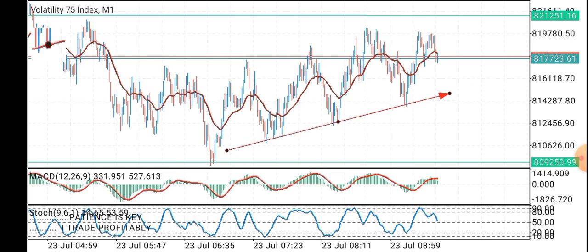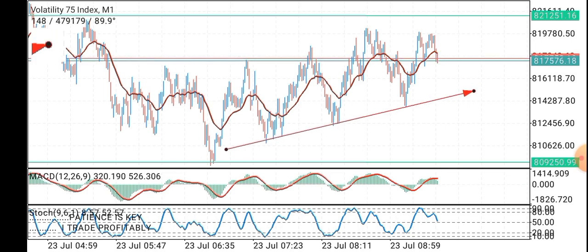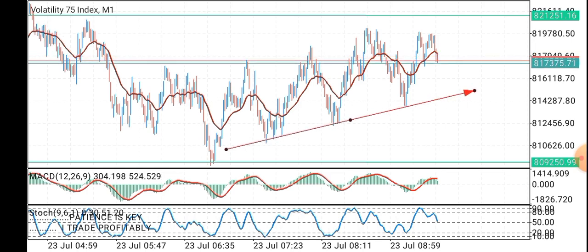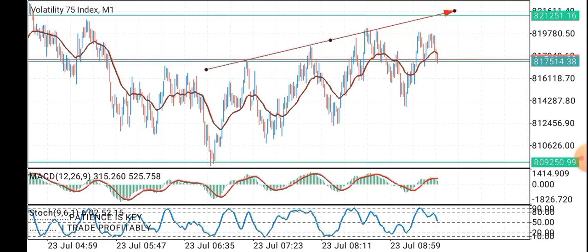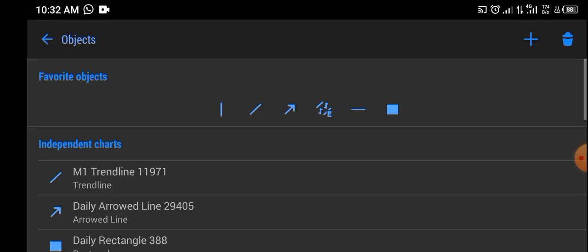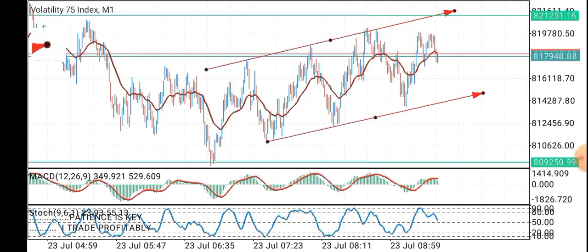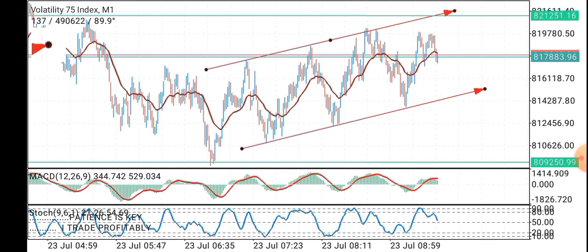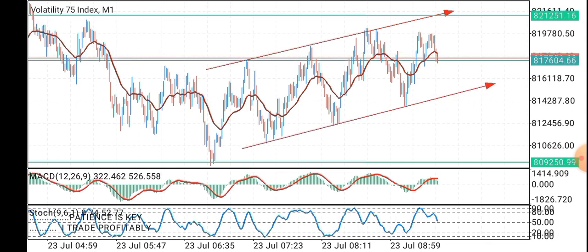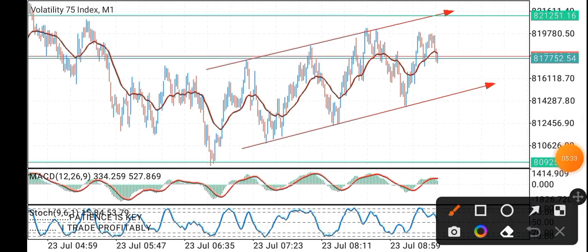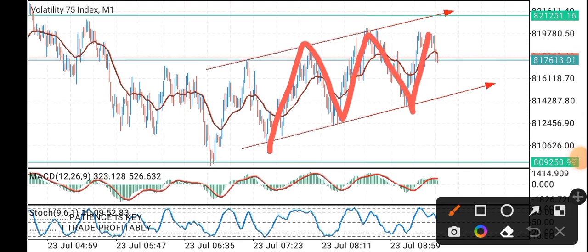Look at it from here to here. So this is our support. And then you take it up, we have our resistance, right? Then because we're using a mobile phone, we have to put it again. So we have a channel right now, and look at what price is doing in this channel, guys. It's giving us a structure for an uptrend.